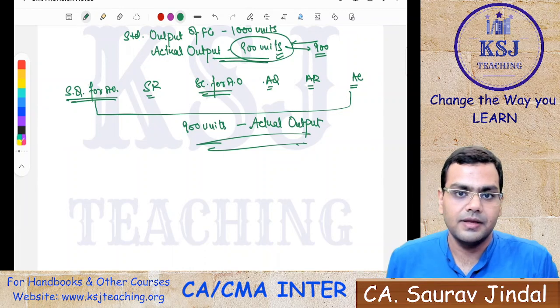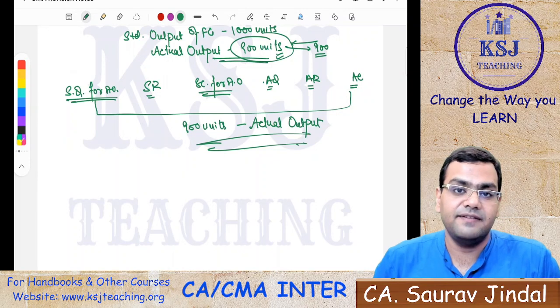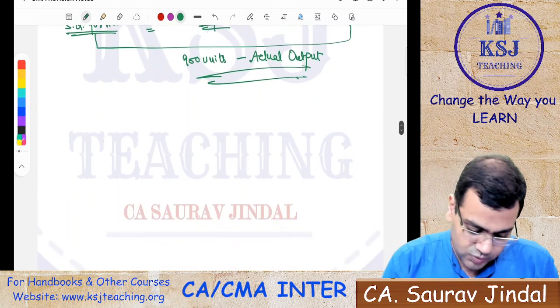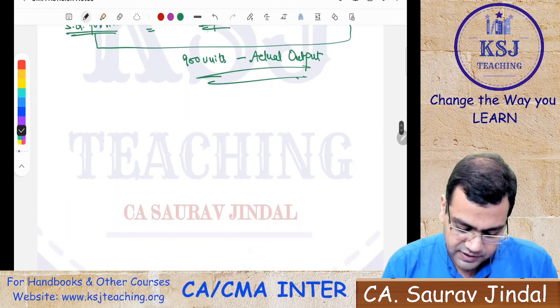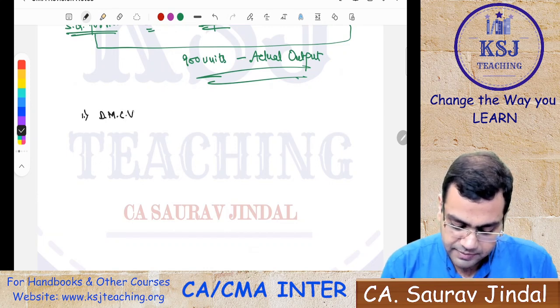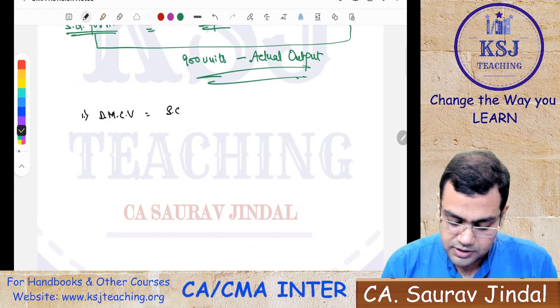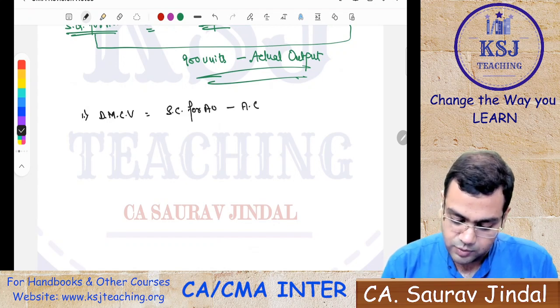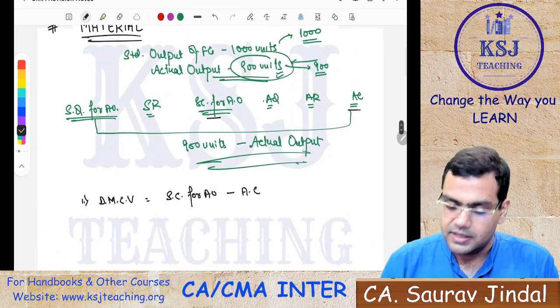Clear? Now, how to calculate the various material variances? What are the various material variances? The first variance is direct material cost variance. Direct material cost variance is standard cost for actual output minus actual cost, right? What is standard cost? This minus this, right?